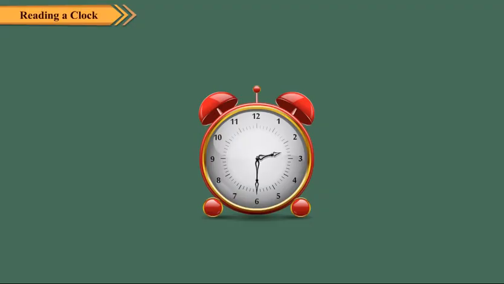Now observe this clock. Here, the hour hand is halfway between 2 and 3. The minute hand is at 6. So the time is 30 minutes after 2. We write it as 2:30 or 2.30. So when the minute hand is at 6, the time is half past the hour.